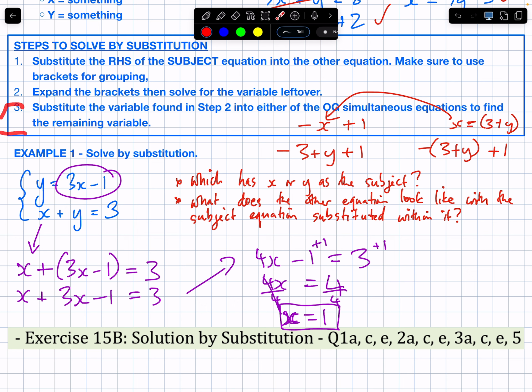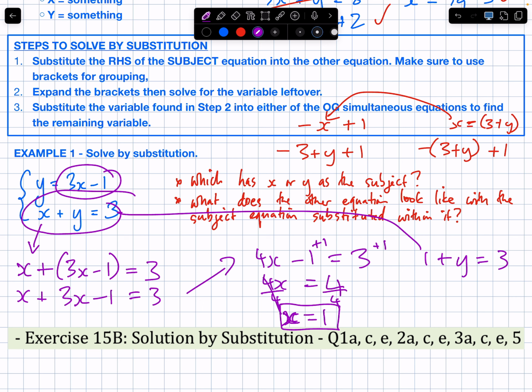Substitute the variable you found in step 2 into either of the original ones. MLG pro move is you put it into the easier looking one. Which equation here looks easier? y is equal to 3x take 1 or x plus y is equal to 3? x plus y. The bottom one, because it's just an addition. So what did we just say x was? 1. So we get this: 1 plus y equals 3. y is going to be, what's the opposite of adding 1? Taking 1. So it's going to be 2. Now I'm done because I've worked out what x and y is.